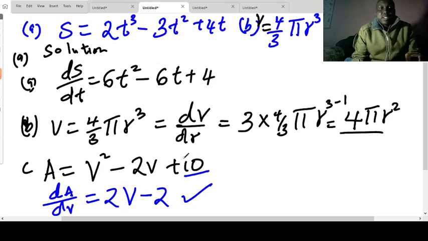If there is a term which has no v, because here we are using v, like 10 which has no v, it is as good as 0, so we don't even consider that during differentiation. So the gradient function here is 2v minus v minus 2, as simple as that.